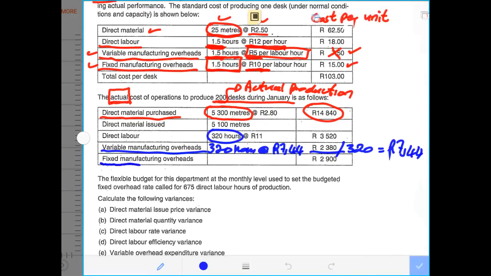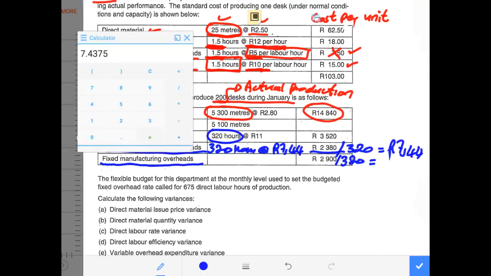Then we have fixed manufacturing overhead, and our fixed manufacturing overhead is actually given to us as 2,900 rands. So now with that 2,900 rand, we can also calculate once again the fixed overhead rate per direct labor hour, where we say the actual fixed cost divided by the actual labor hours. The reason we divide that by the actual labor hours is that our overhead, as I emphasized to you, is based on labor hours. Therefore we divide the actual cost of 2,900 by the actual labor hours to get the fixed overhead rate per labor hour.